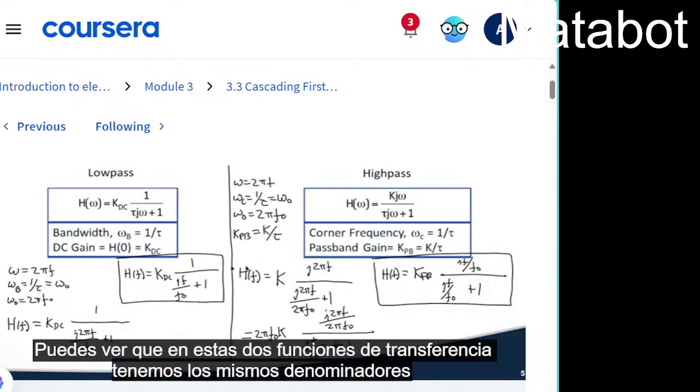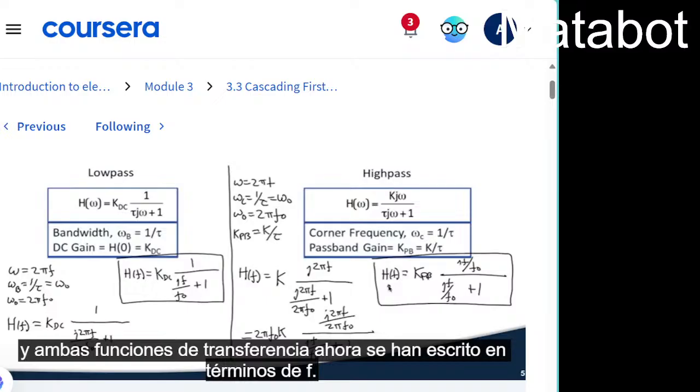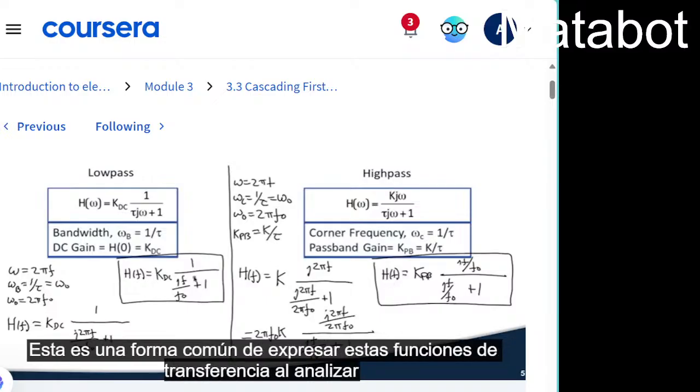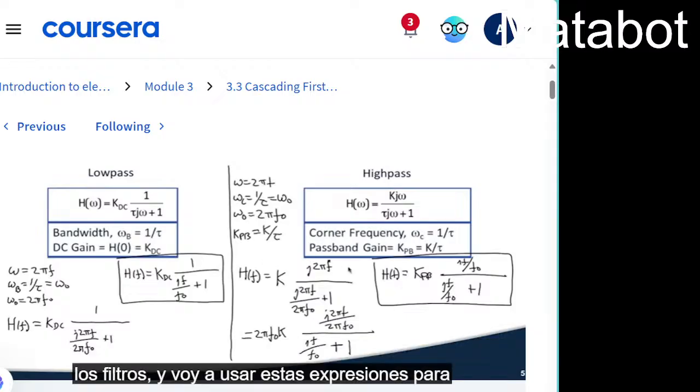And you can see in these two transfer functions we have these same denominators, and both transfer functions have been written in terms of f now. Now this is a common way of expressing these transfer functions when analyzing filters, and I'm going to use these expressions for the transfer functions in the remainder of the lesson.